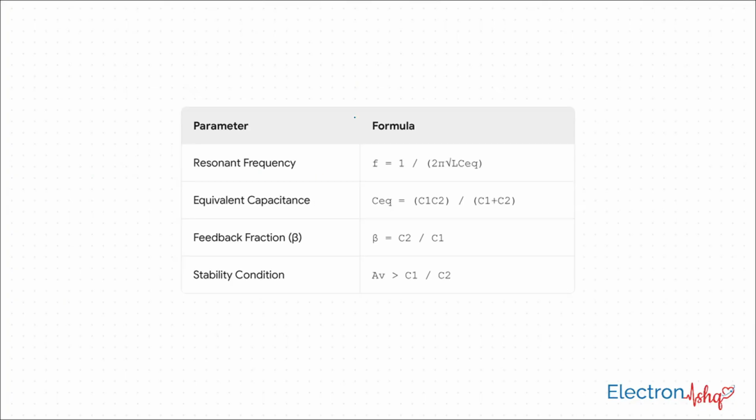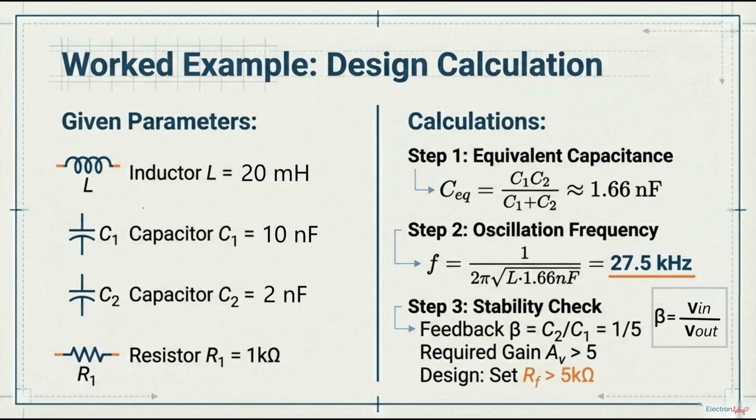And here you go. This is basically your design cheat sheet. Everything we just spent all that time deriving is boiled down to these key equations. You've got your frequency, your equivalent capacitance, and that all-important condition for the gain. With these tools in your belt, you can design a Colpitts for pretty much any frequency you need. So let's give it a quick try. Let's walk through a concrete example.